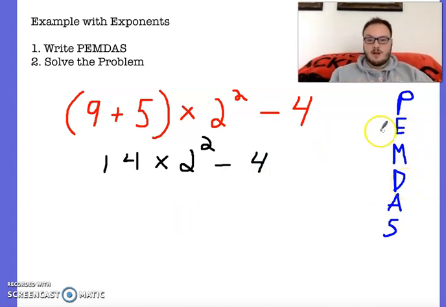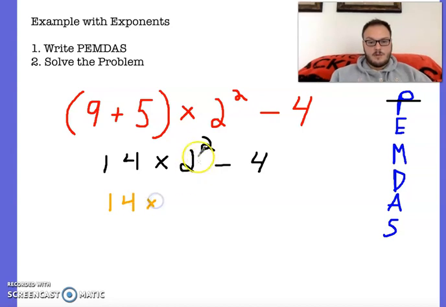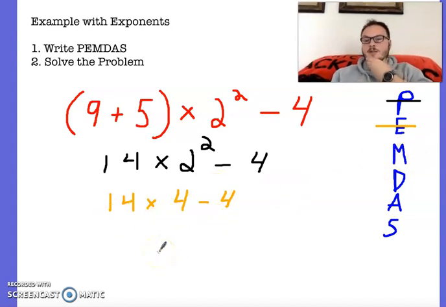Well, it's telling me now I need to do my exponents. So I'm going to do 14 times, and remember, if we're squaring a number, we're multiplying it by itself. So 2 times 2, which is 4, minus 4. We've done our exponents now. So next we multiply 14 times 4. I might struggle with that, so I need to write it off to the side and do 14 times 4.